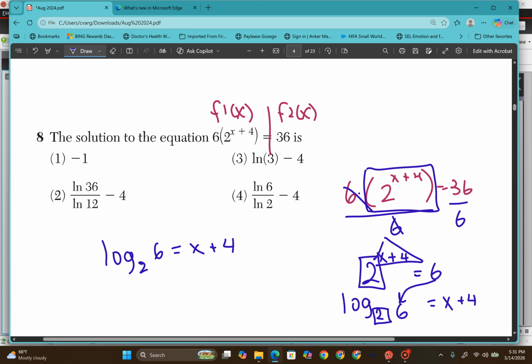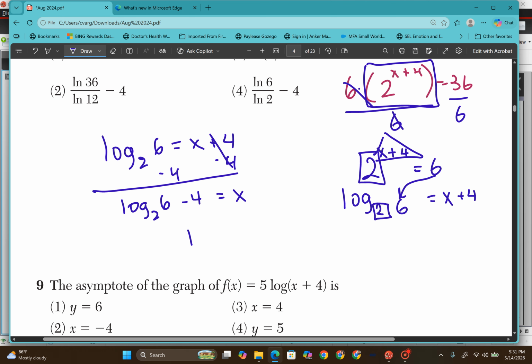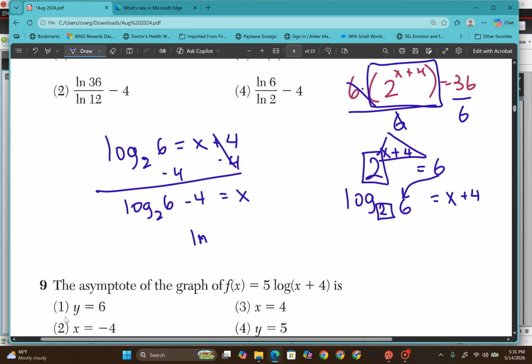To get x by itself, I'm going to subtract 4 from both sides. So minus 4, minus 4. This cancels out, so I have x equals log base 2 of 6 minus 4, which is the same thing as doing ln. You see how these are under ln? So this is the same thing as ln of 6 divided by ln of 2. So ln of 6 divided by ln of 2, minus 4, is equal to x. And if you didn't know that, which you might not have, you could plug it into the calculator and you can see that they're the same thing.